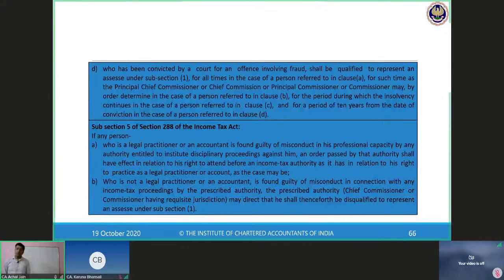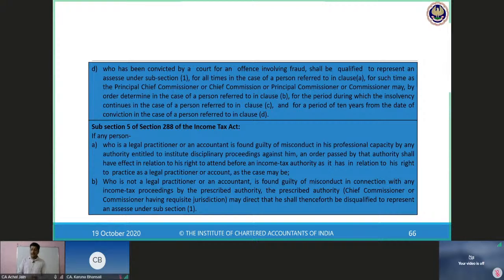Now moving on to subsection 5. If any person who is a legal practitioner or an accountant is found guilty of misconduct in his professional capacity by any authority entitled to institute disciplinary proceedings against him, an order passed by that authority shall have effect in relation to his right to attend before an income tax authority as it has in relation to his right to practice as a legal practitioner or an accountant, as the case may be.